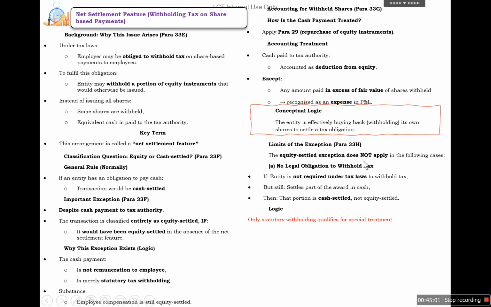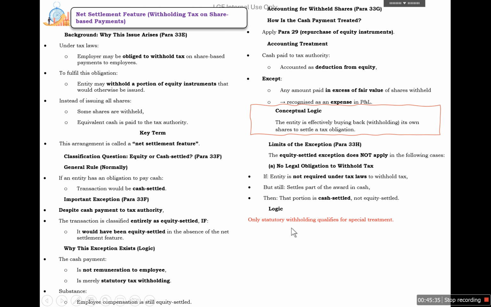This exception does not apply in the cases where there is no legal obligation to withhold the tax. It applies only where there is a legal obligation. If the entity is not required under tax laws to withhold the tax, but still settles part of the award in cash, in that case the portion is cash settled, not equity settled. So this exception will apply only if there is an obligation to withhold tax by the tax authorities.